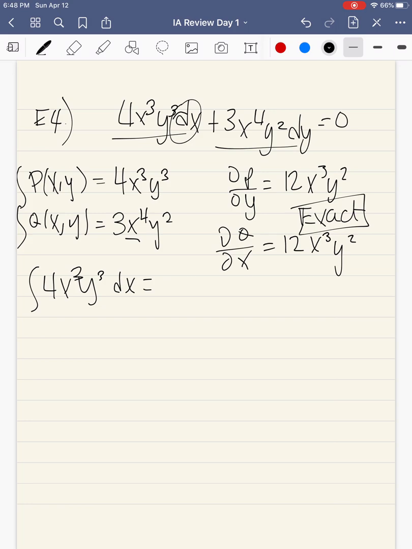So if I integrate x cubed, that is going to give me x to the fourth over 4. So if I have x to the fourth over 4, and now I have this constant here, those are going to cancel out. So I'm just going to leave this as x to the fourth times y cubed, because again, this is essentially a constant, and then my plus c of y.